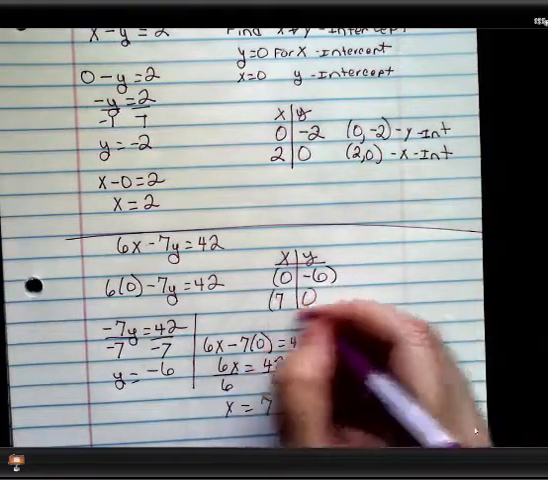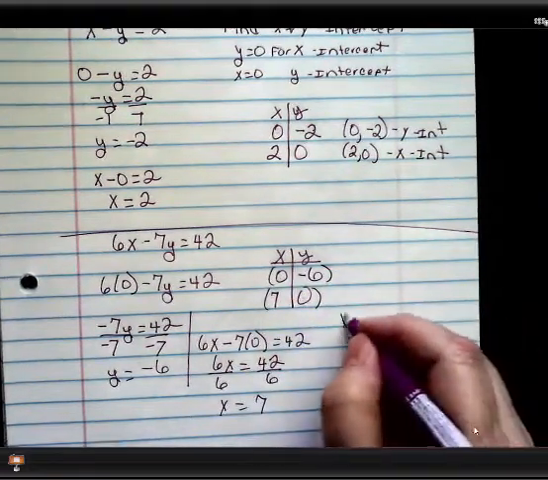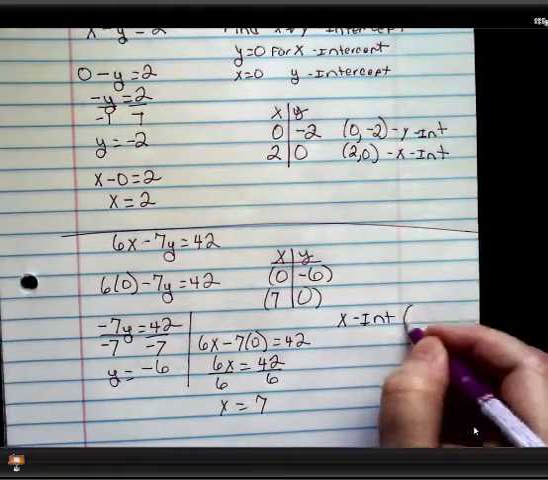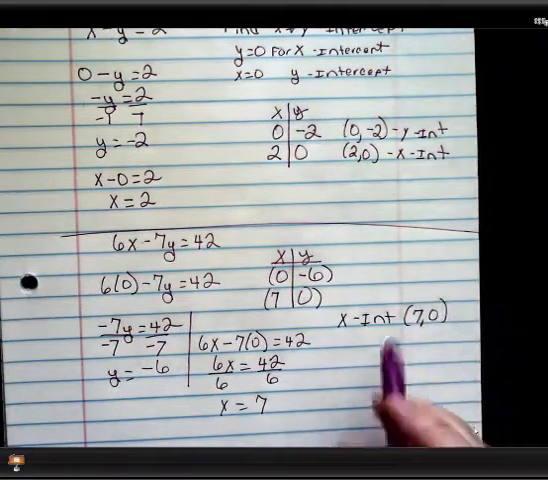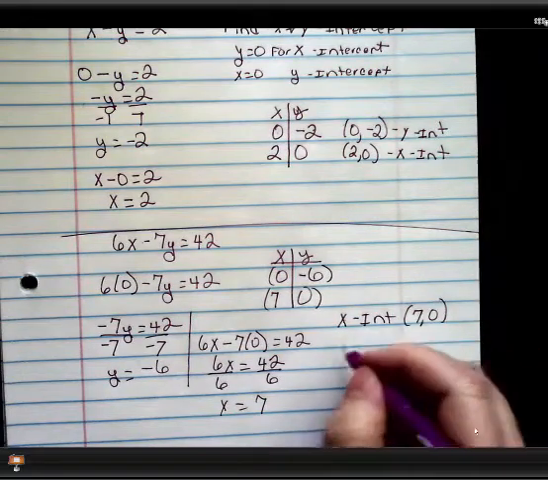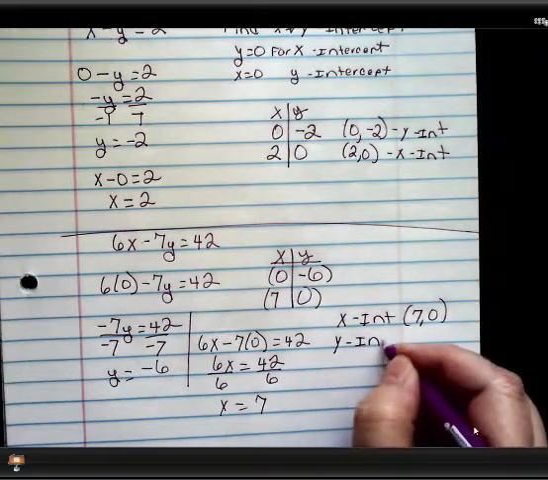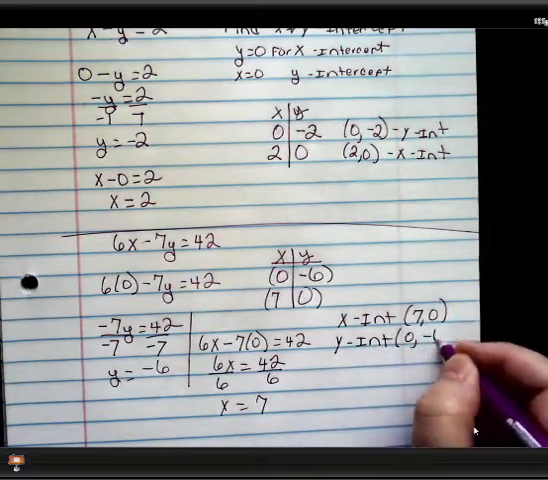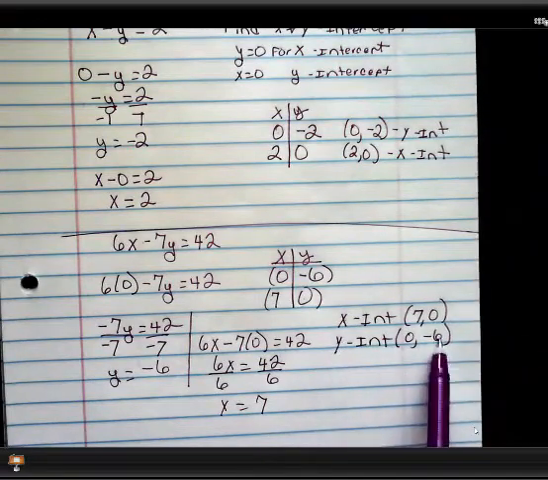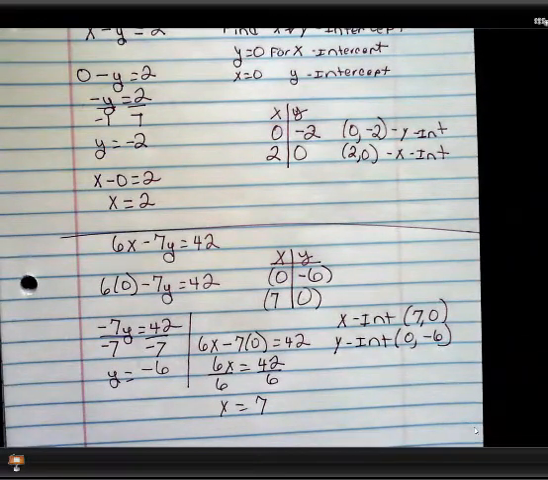So here are my ordered pairs. My x-intercept is 7, 0. X-intercept, number in the x. My y-intercept is 0, negative 6. Y-intercept, y number.